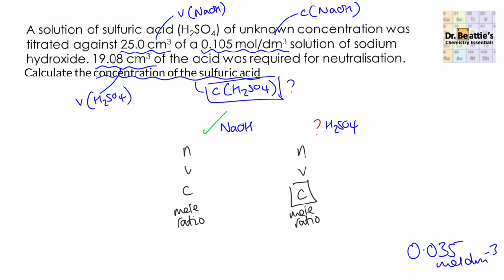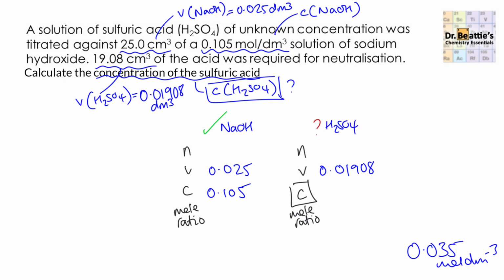Step 2 is then to convert any units. So we've got centimeter cubed here, so we're going to have to convert it to decimeter cubed so that we get it in the correct form for the volume. We don't need to rearrange because we've got our grid, so then we substitute in our values. With this, we can start to calculate it.